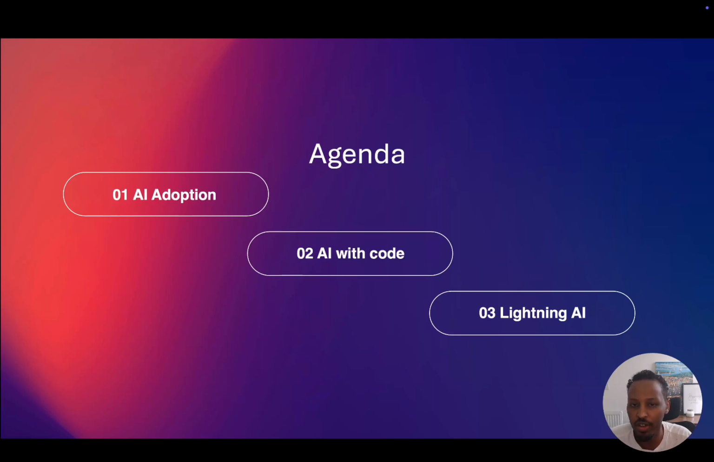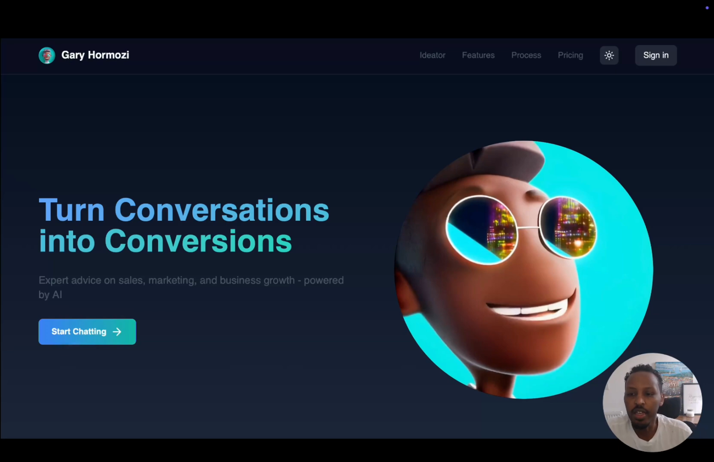So today's agenda, we're going to go into a bit more about AI adoption, how fast it's been growing, and particularly what is the reference point where we are today. Then we're going to go into AI with code. Many different exciting tools have been coming out to help people optimize and code faster and be able to launch products in a very short timeline. And then lastly, we're going to go into the actual platform itself, Lightning AI, and how I've used Lightning AI's cloud.